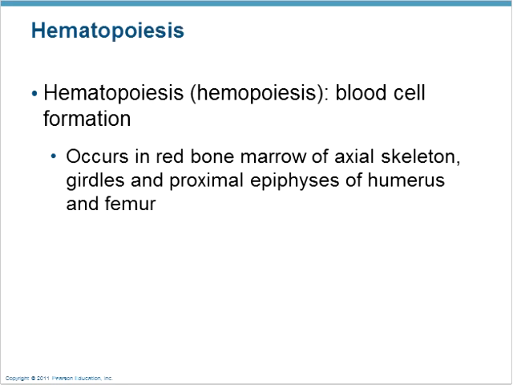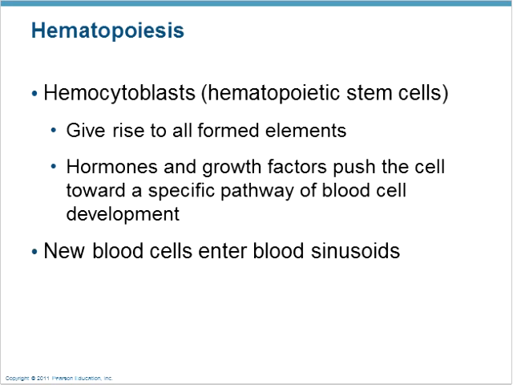When we talk about the blood cells, we have to talk about hematopoiesis, which is the medical term for blood cell formation. And you'll also see hemopoiesis. You'll see both those terms. They mean the same thing. It occurs in the red bone marrow of the axial skeleton, in the girdles and the proximal epiphyses of the humerus and the femur. We already talked about that. We talked about the skeletal system back when we did that in the first semester.